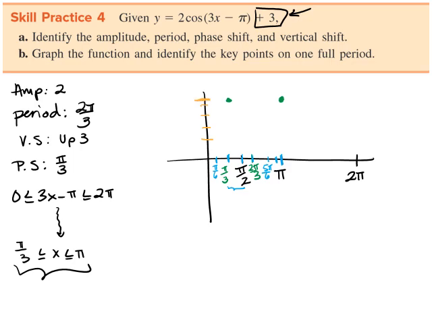So our baseline is now here. Our amplitude is 2, so this is really 5. So from our baseline to our maximum is 2 units, 2 units down here, here, and here. And there you have it.